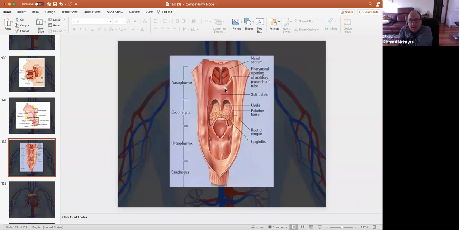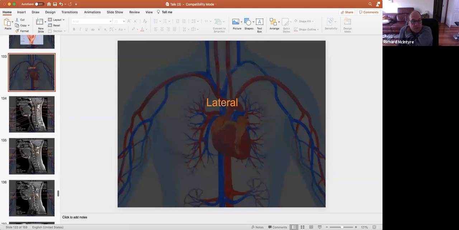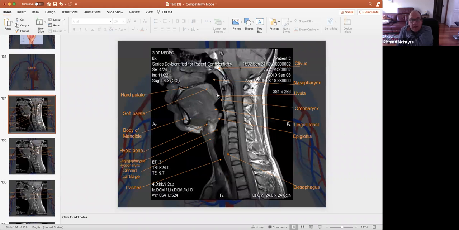From sagittal, we go to coronal, and we can see the nasopharynx, the oropharynx, and the hypopharynx, or laryngopharynx. We can see the different structures in that cross-section view, and we'll see that in these images. So we've got a midline sagittal. How do those sections look on the midline sagittal? Nasopharynx, oropharynx, laryngo or hypopharynx.